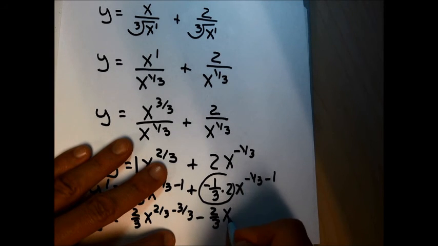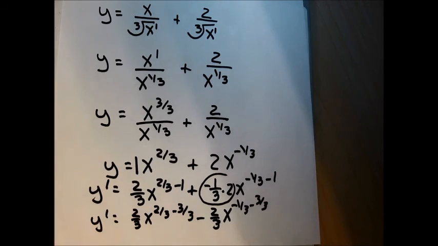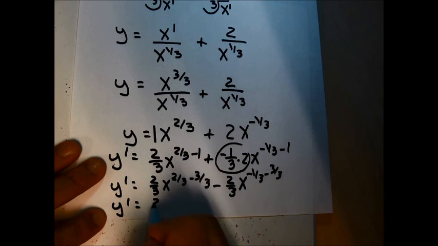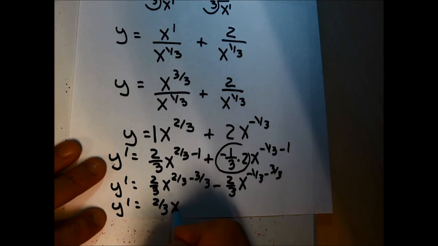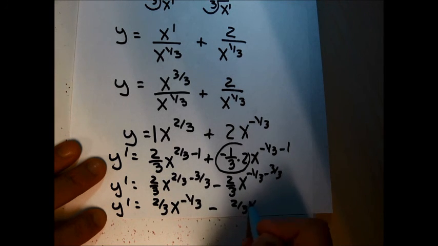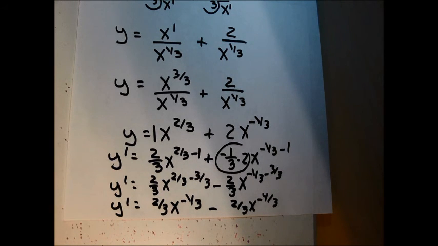And then I have x to the minus 1/3 minus 3/3, because 1 is equal to 3/3. So that's going to give me y prime equals 2/3 x to the negative 1/3 minus 2/3 x to the negative 4/3. Again, I'm not explaining every bit of arithmetic, because at some point I just can't.